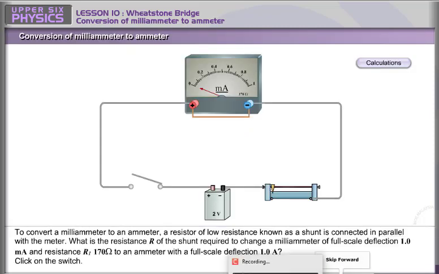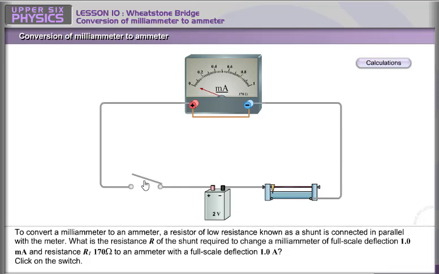To convert a milliammeter to an ammeter, a resistor of low resistance, known as a shunt, is connected in parallel with the meter. What is the resistance R of the shunt required to change a milliammeter of full-scale deflection 1.0 milliampere and resistance R1 170 ohm to an ammeter with a full-scale deflection 1.0 ampere?